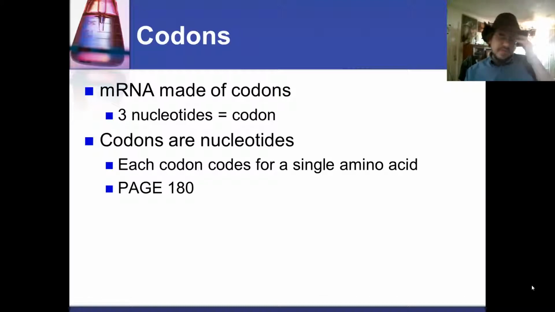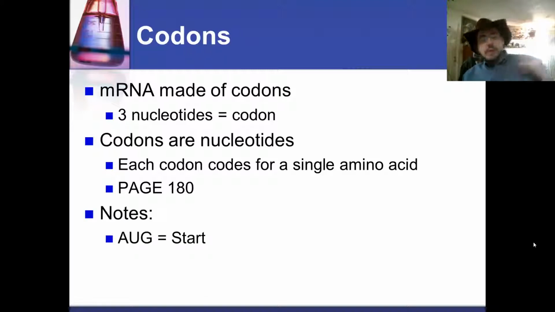Page 180, I believe, of your book has a table with the codons and what amino acids they correspond to. But let's take a look at this. AUG is a codon you're going to need to know by memory, because AUG codes for start. In other words, in order to actually begin making a protein, you have to have the AUG codon, because the AUG codon says start here. So where the ribosome first binds to the mRNA is at the start codon.